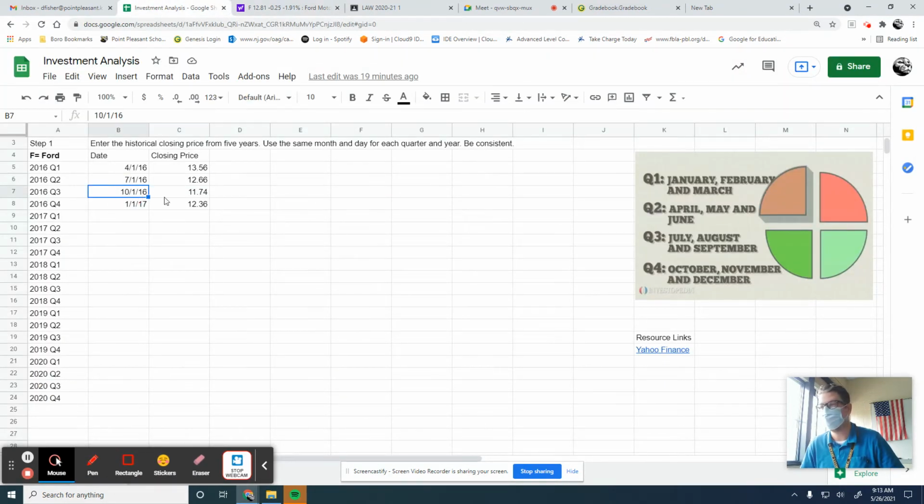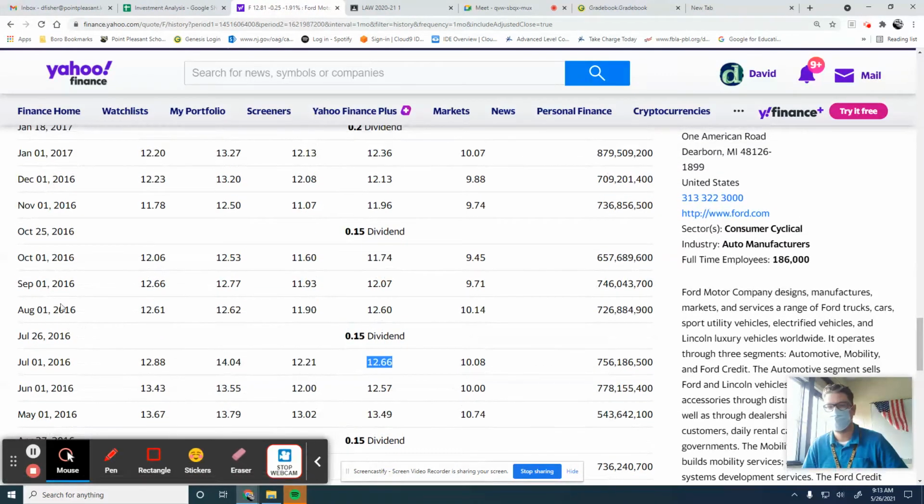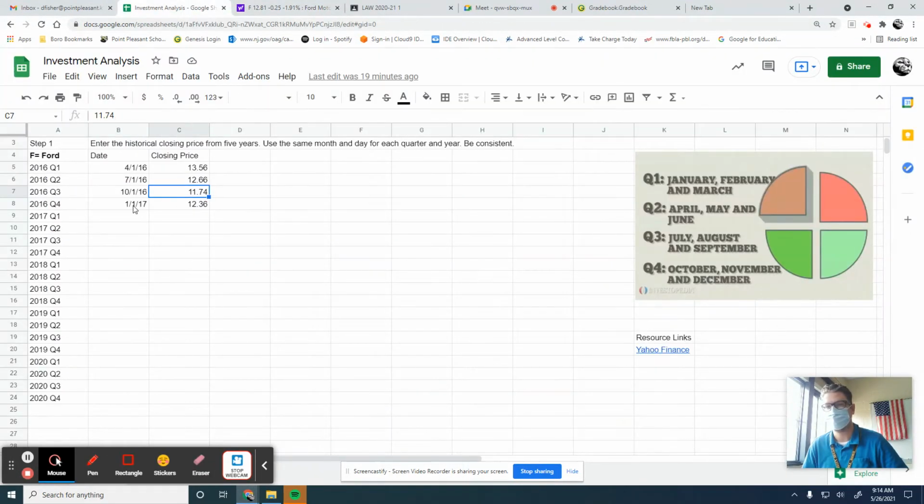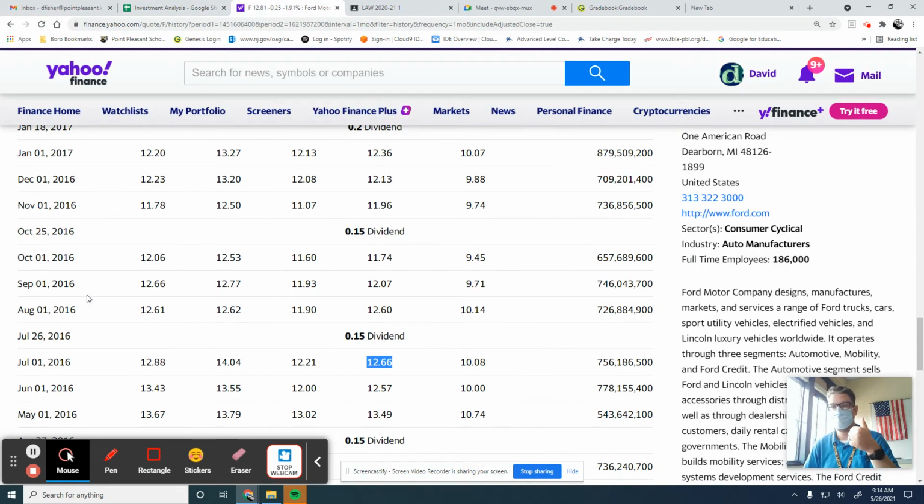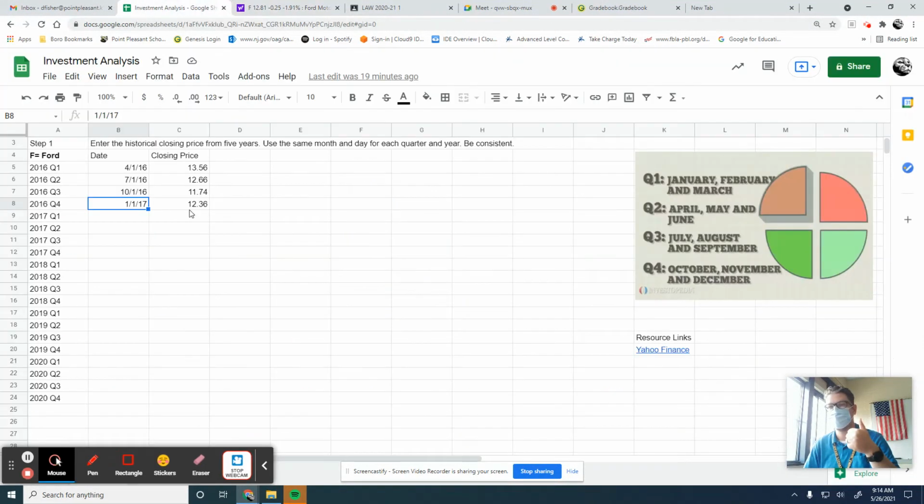One more time to get the third quarter. I actually went to the first day of the fourth quarter, October 1st, right? And so I went back in. October 1st, it was $11.74. You see, I have it there. Now, to get the fourth quarter price, October, November, December, I want January 1st of the next year. So January 1st, 2017, I'll go in. All right, there it is, $12.36. That's going to go here.